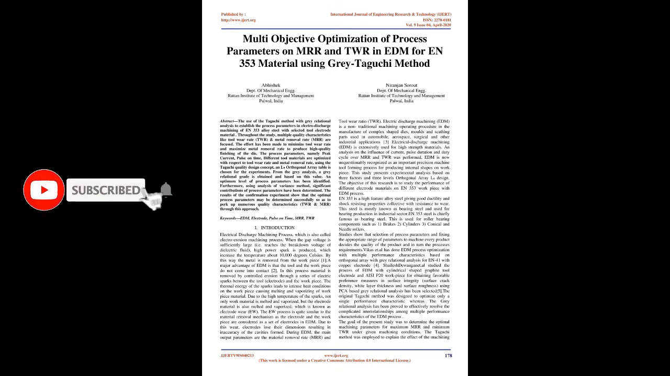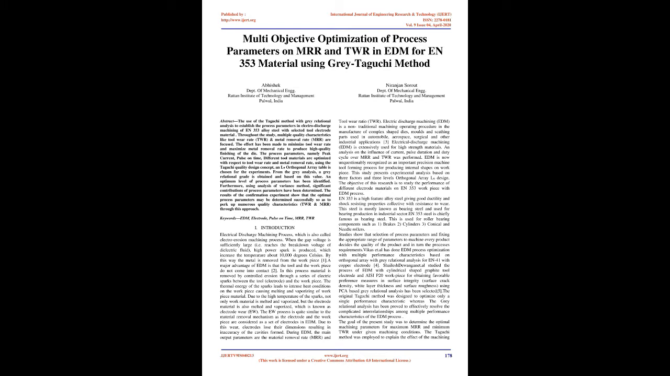The results of the confirmation experiment show that the optimal process parameters may be determined successfully so as to perk up numerous quality characteristics, TWR and MRR, through this approach. Keywords: EDM, electrode, pulse on time, MRR, TWR.